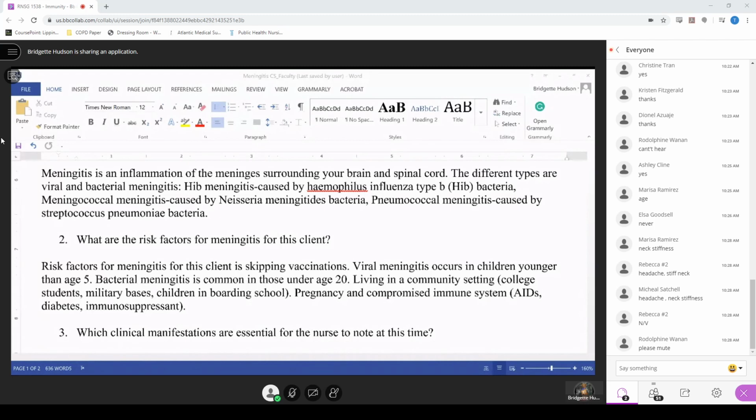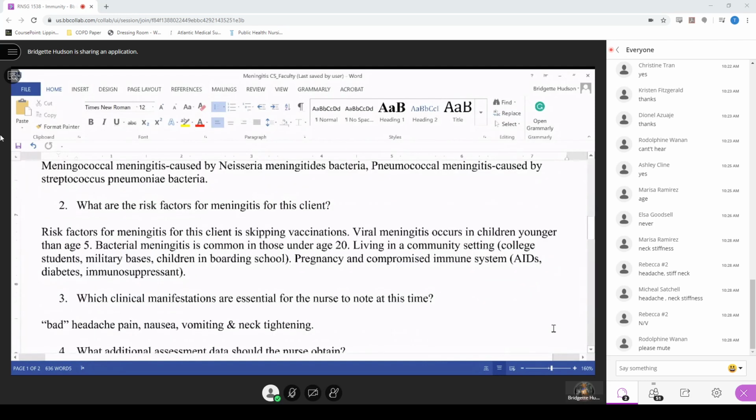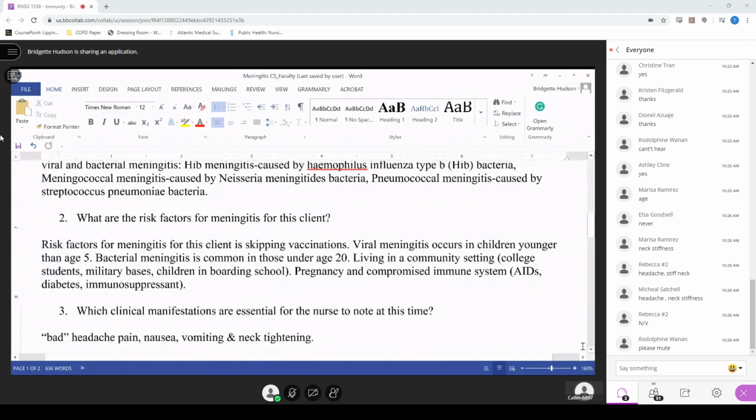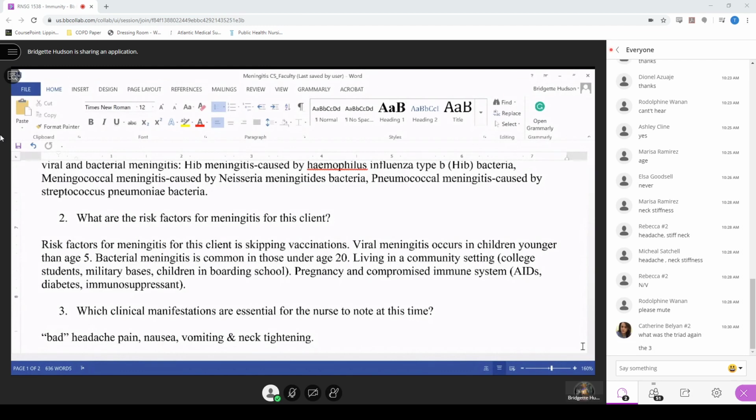So she had all of those. Those three were her complaints. And then we also had vomiting. But the bacterial meningitis triad is what that is known as.